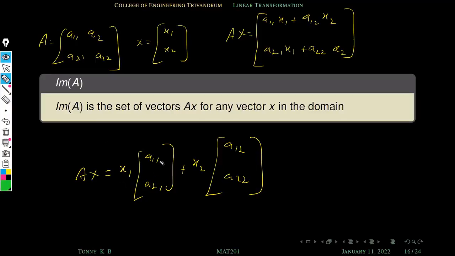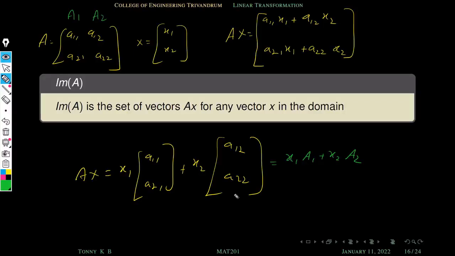Okay, then what about this vector A11 A21? This is nothing but the first column of the matrix A. And what about this one, A12 and A22? This is the second column of the matrix, right? So we can write our Ax as x1 into A1 plus x2 into A2.